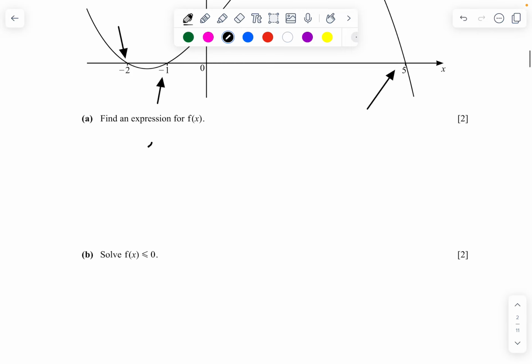Find the expression. So f of x can be written as a times, we don't know the amplitude, x minus of -2 is x plus 2, x minus of -1 is x plus 1, and x minus 5. This is going to be the cubic curve, but we still need to find out the value of a.